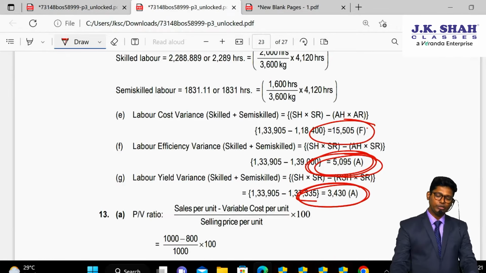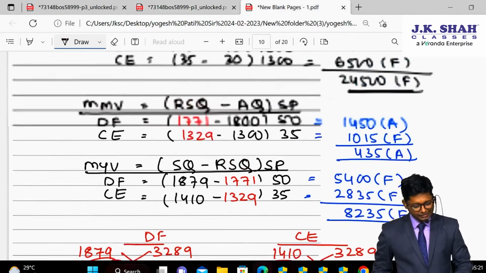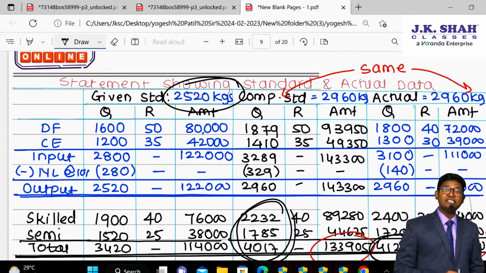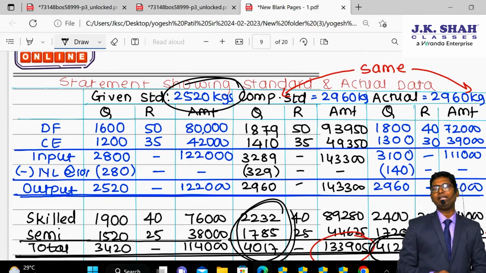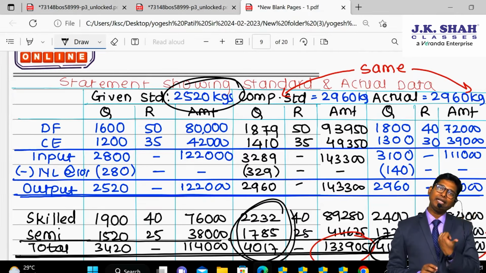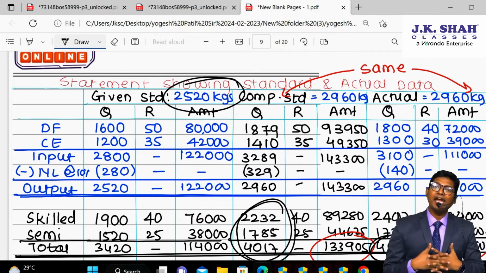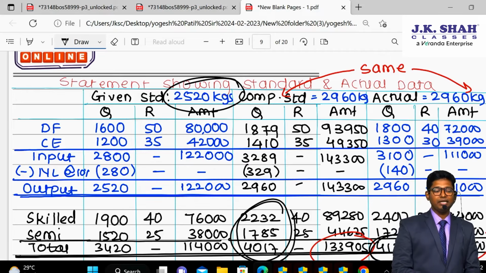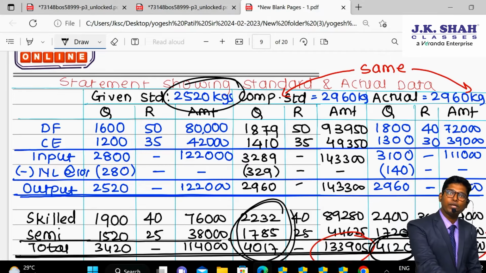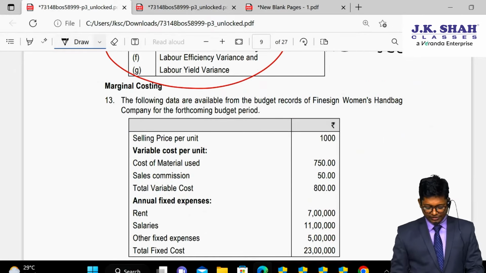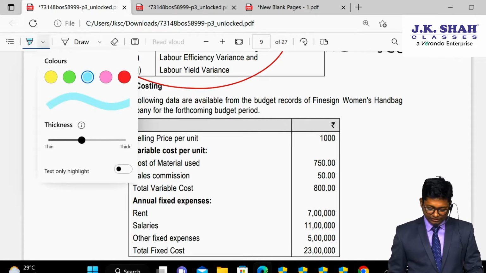Hope you understood all the calculation. Guys, this table is going to help you a lot. Spend some time on understanding and preparing this kind of tables which are associated with material variances, labor variances, overhead variances and sales variances. Let's begin with the next question based on marginal costing, fully based on formulas and basic concepts.